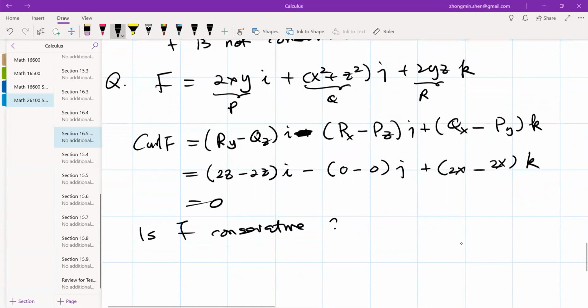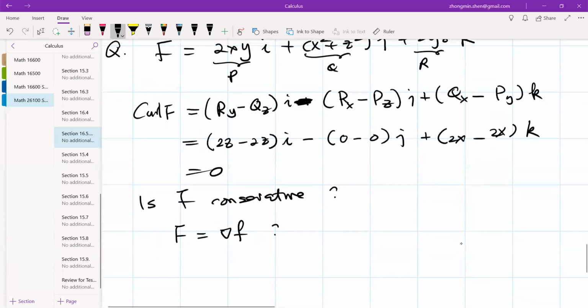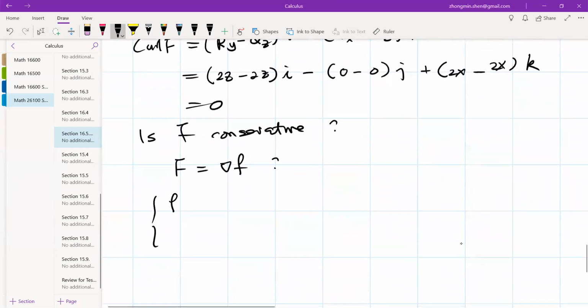Is f conservative? Well, we have to find it, right? Because if f is conservative, the curl of f must be 0. So you have to find such f. What you do is you just write down the 3 equations.